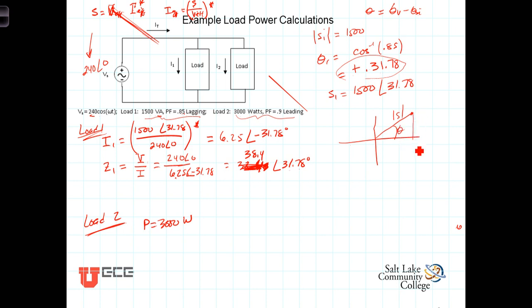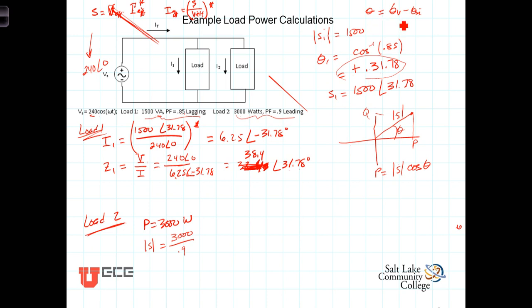And we know that P is the projection of S onto the real axis, and Q is the projection onto the imaginary axis. P is equal to the magnitude of S times the cosine of theta. So if we know P, we can get the magnitude of S by dividing P by the cosine of theta, and we get that the magnitude of S is equal to P, 3,000, divided by the cosine of theta, which is 0.9. Remember, the power factor is the cosine of theta.